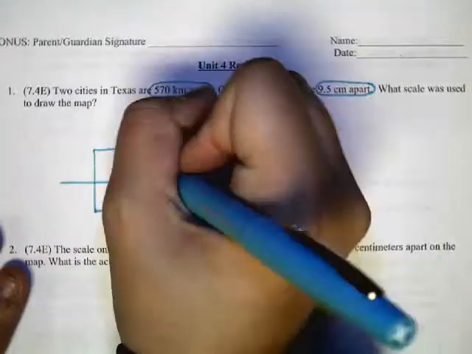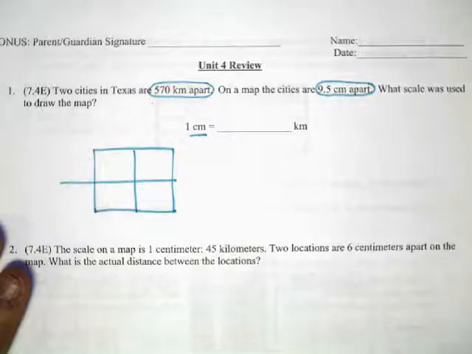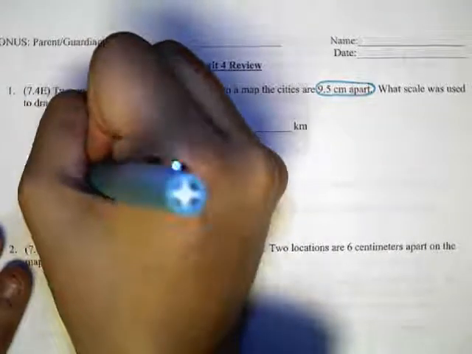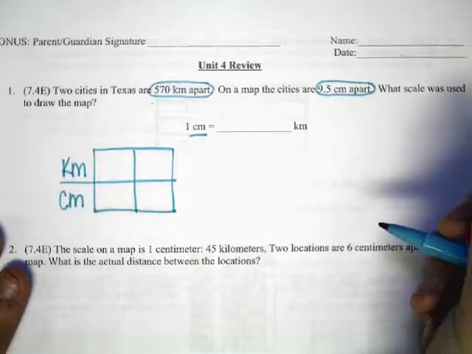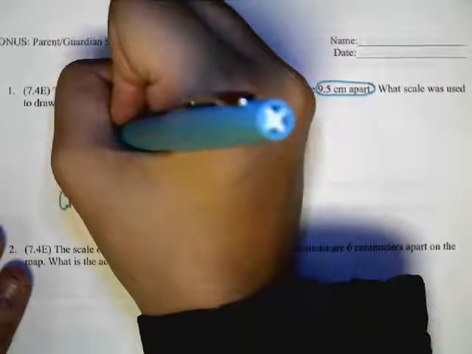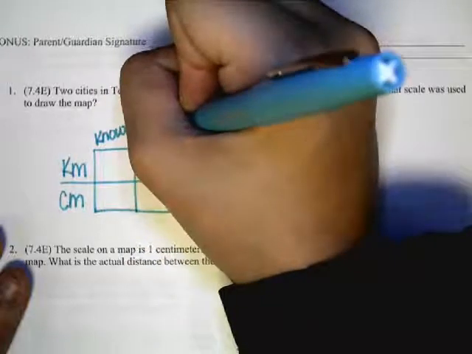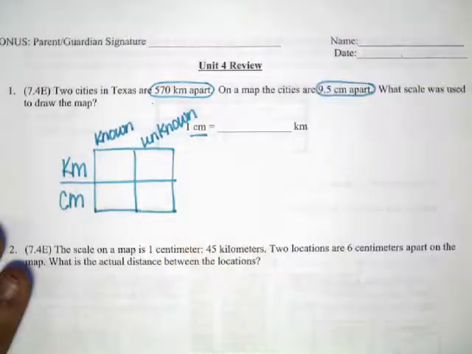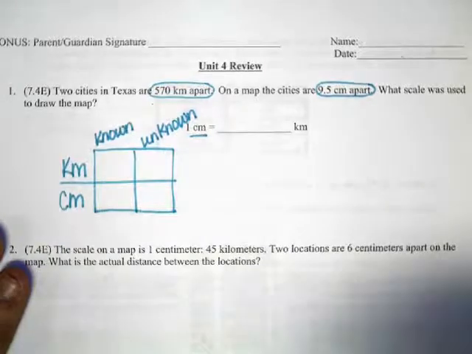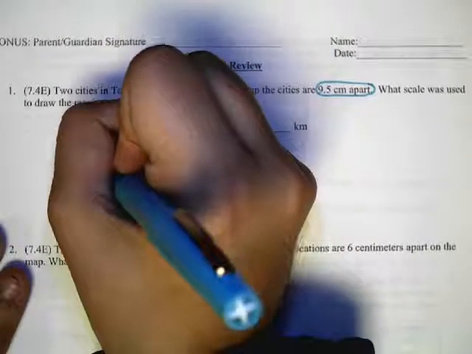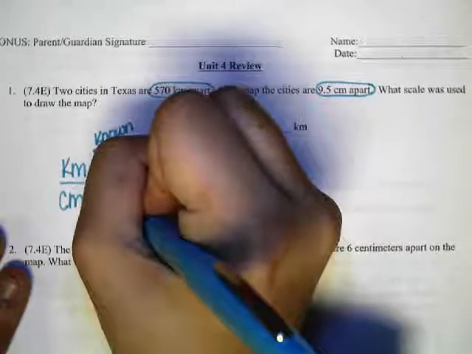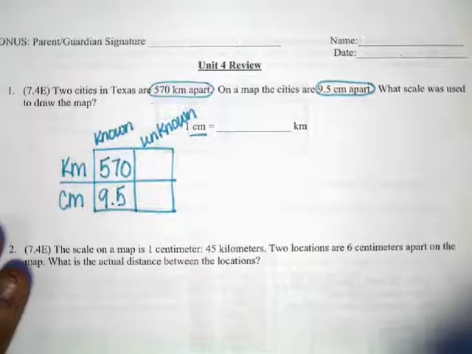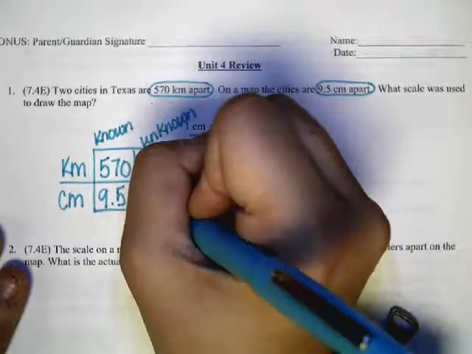Labeling with my 2 units. My 2 units are kilometers, and the other one is centimeters. We're going to have our known factors and our unknown factors, what we're looking for. We know that on our map we have 570 kilometers, and that equals 9.5 centimeters. And we are looking for how many kilometers are in 1 centimeter.